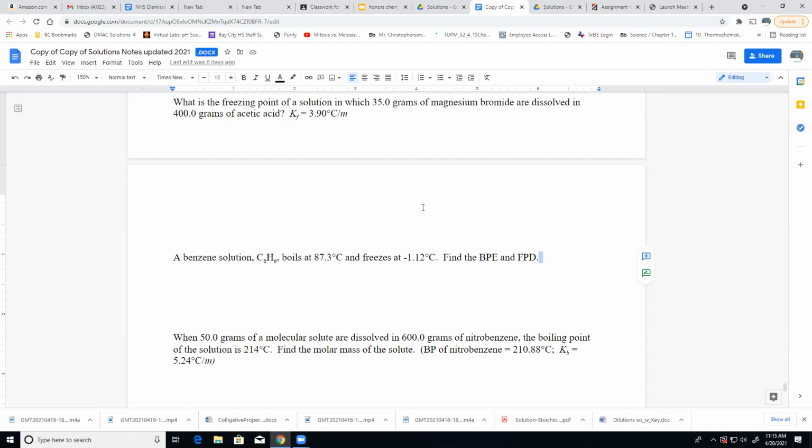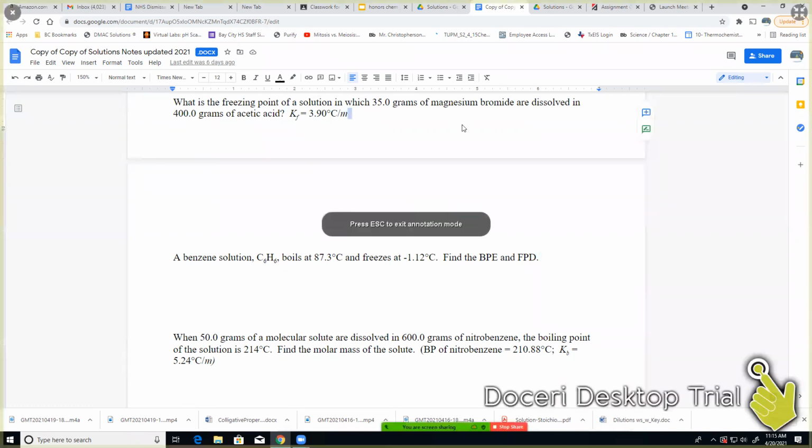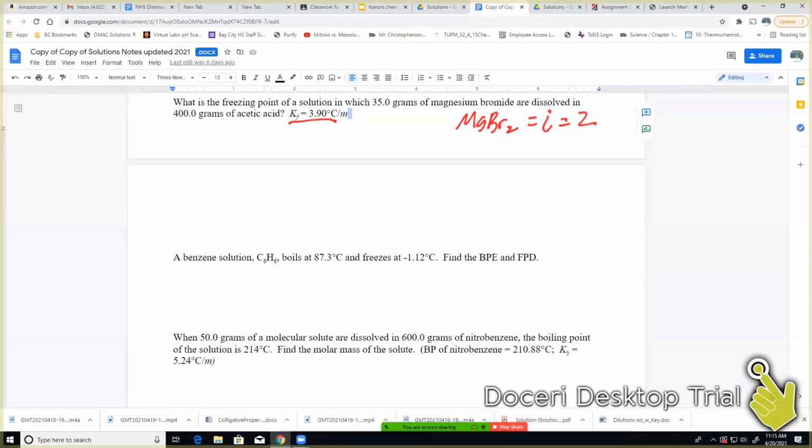All right, the second problem for colligative properties is pretty similar to the first one, but I'm just dealing with my freezing point instead. So my solute is magnesium bromide, so my i would be equal to 2. There's my Kf. My solvent is acetic acid. So what I do not have is my little m. I need that. And I don't even have moles, so I'm going to have to use my molar mass again.